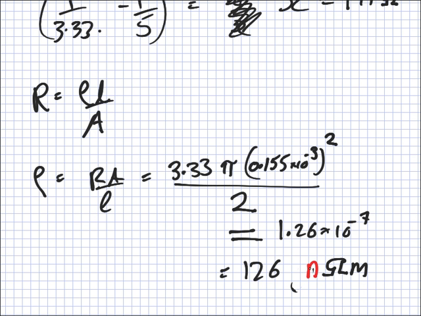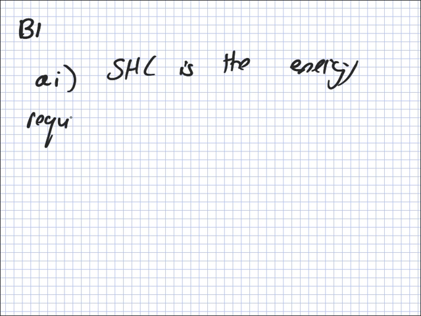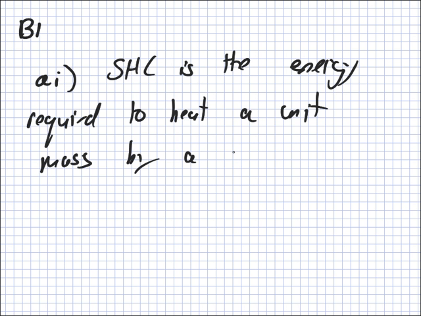Okay. Seems very small, suspiciously small. But I trust you. Okay, B1 now. I think a lot of you chose to do the first question, which was about the heat. So, what is specific heat capacity? I think you all got this. Specific heat capacity is the energy required to heat a unit mass by a unit Kelvin or Celsius or whatever. You all have the idea anyways.